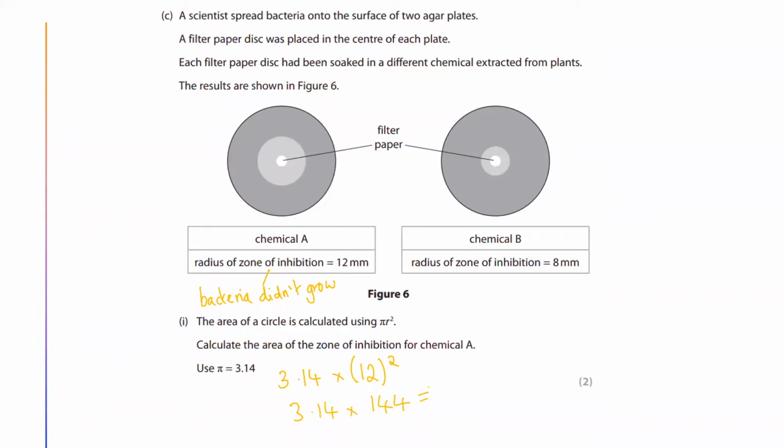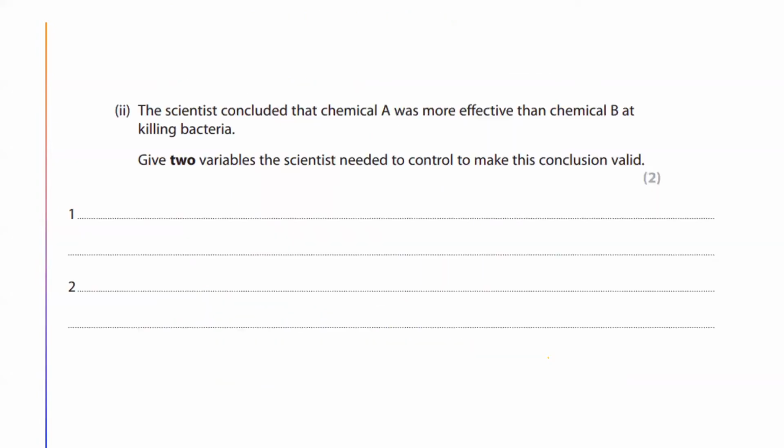So let's get a calculator out again. So we've got 3.14. If it tells you to use pi as that, do use that instead of the pi button if it's telling you to do that. Okay, so we've got 452.16 millimeters squared. Okay, for that one. So that's just a calculation there. Let's get on to the next thing.